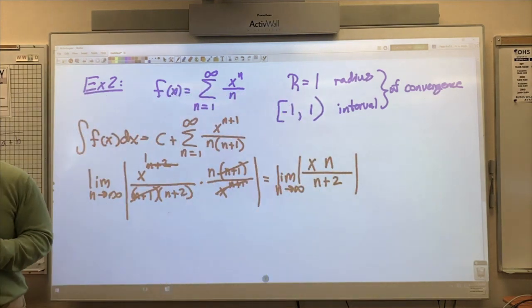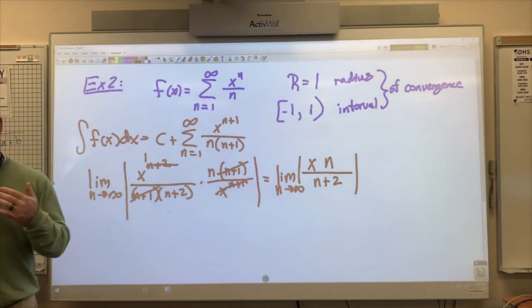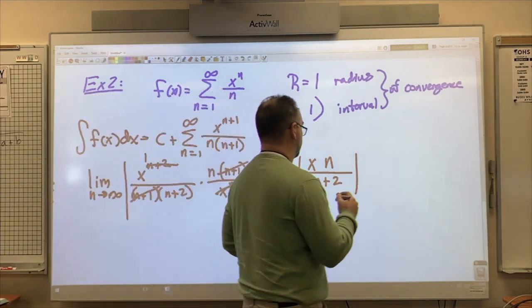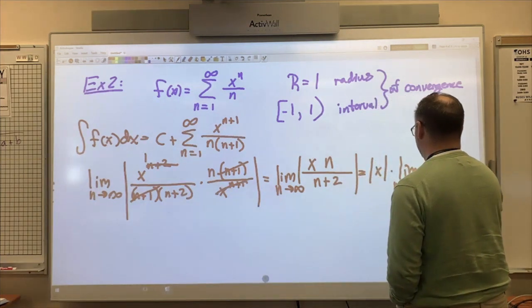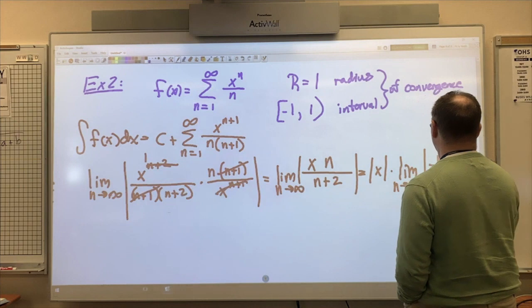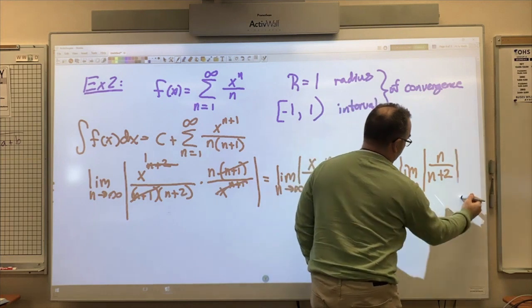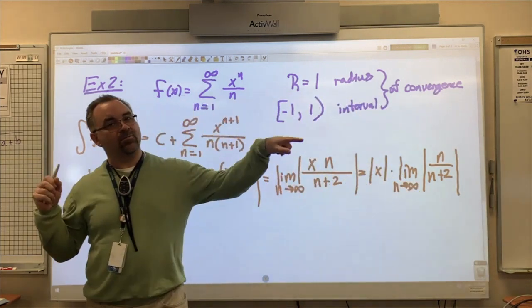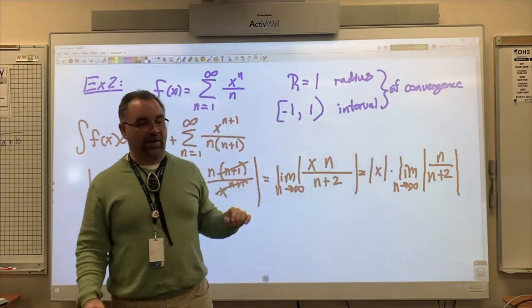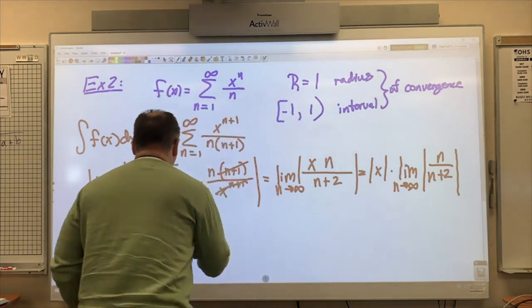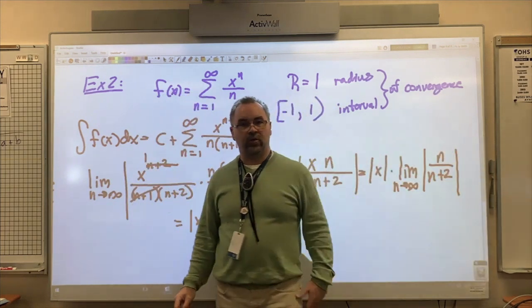And when you look at the convergence for that, you can take the x out. The limit as n approaches infinity of n over n plus 2. And notice that that limit over there is actually 1. So the final answer here for the ratio test is absolute value of x, because the limit of n over n plus 2 is in fact 1.